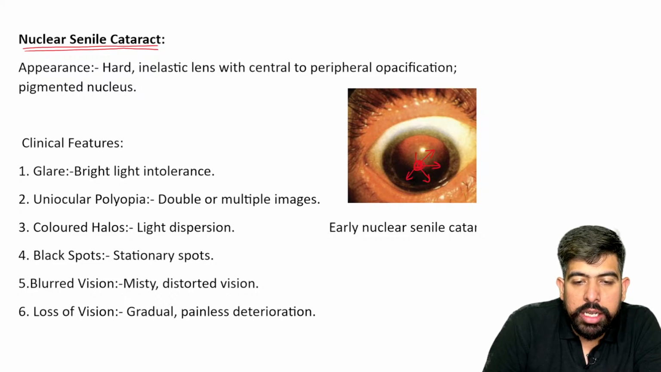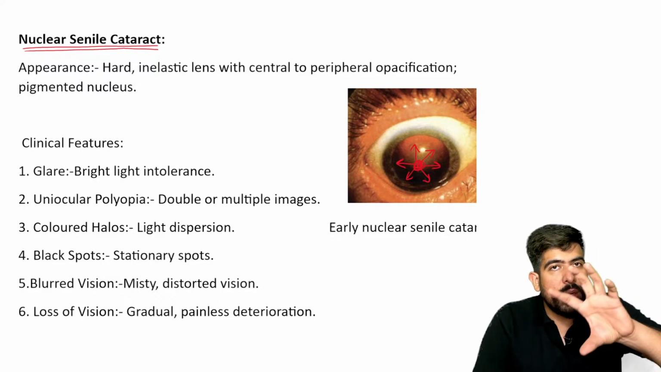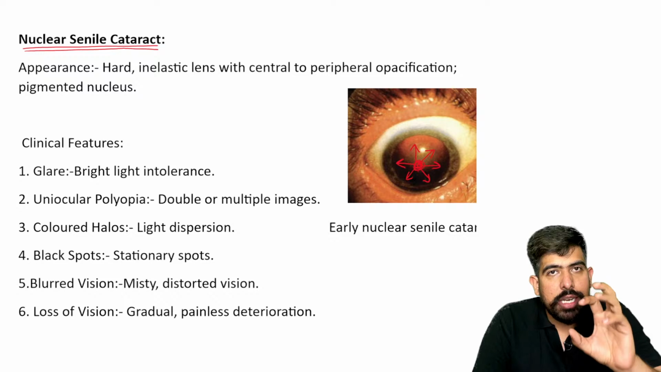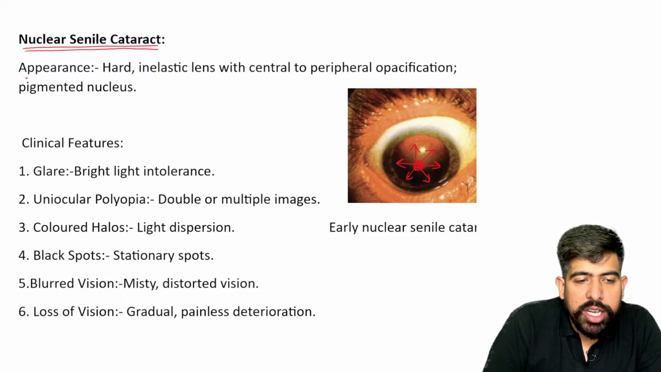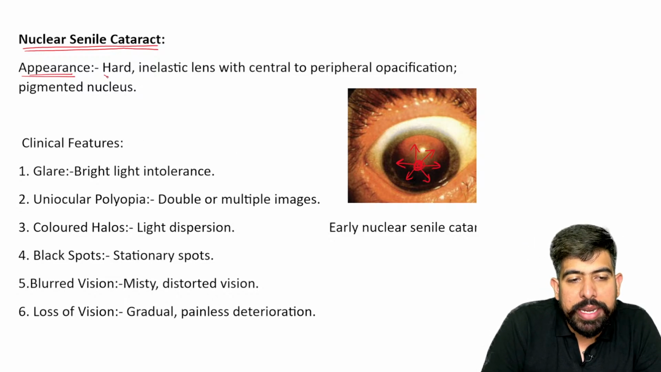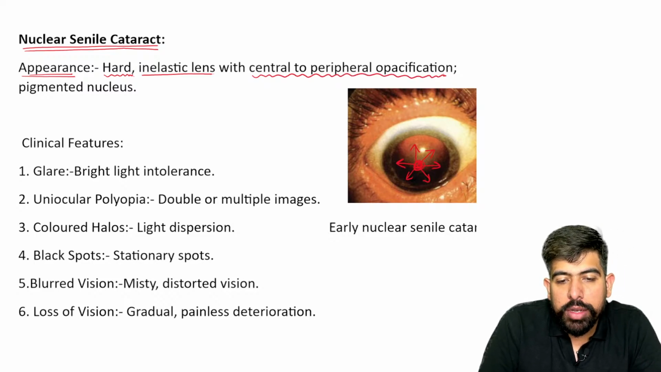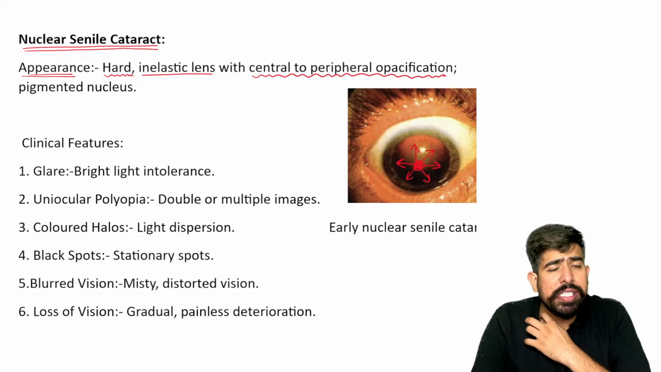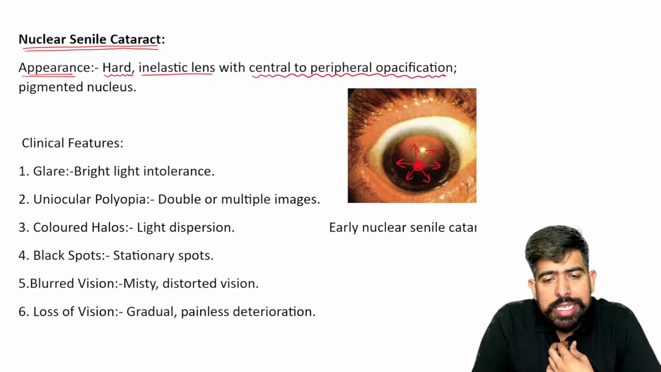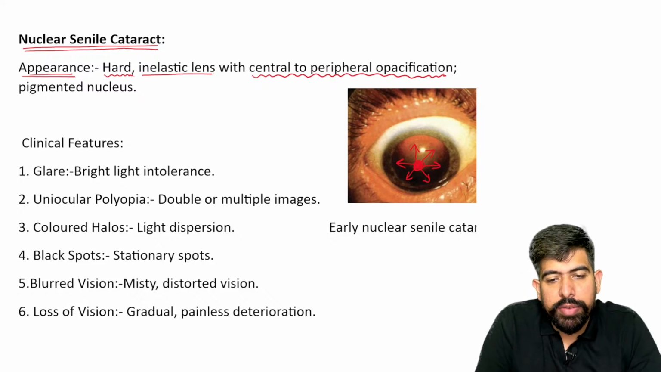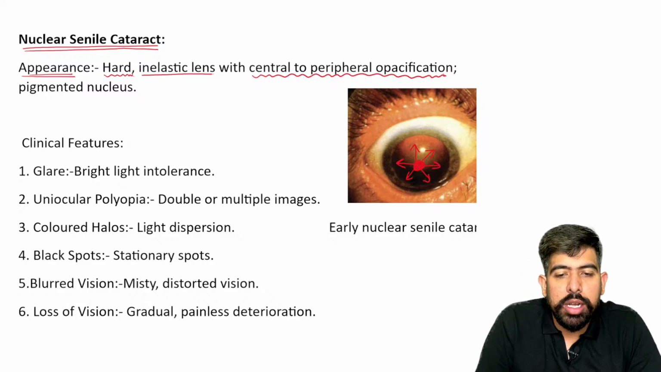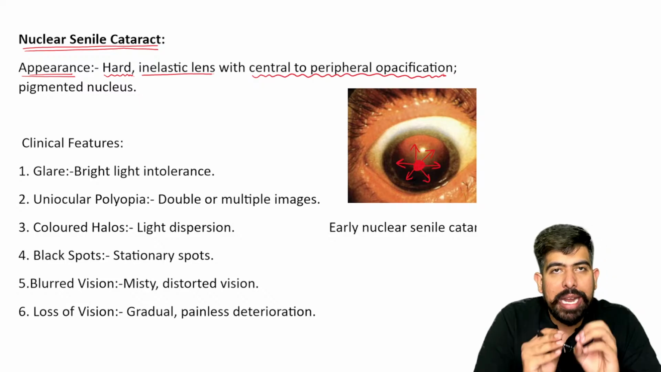I'm drawing it in the image, just check it out. It is starting from the central part because the nucleus is in the center. And what kind of appearance will it give? The appearance will be a hard and inelastic lens with central to peripheral opacification. As I already told you, the opacification starts from the central part and goes to the periphery like this.